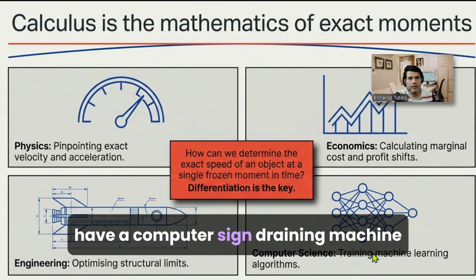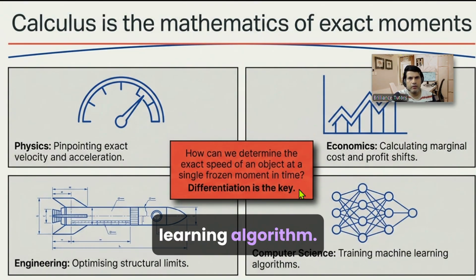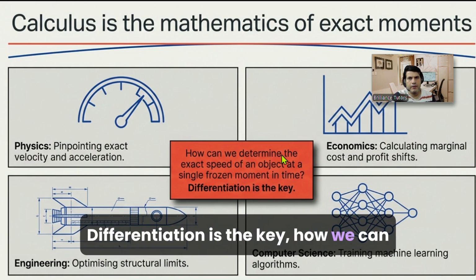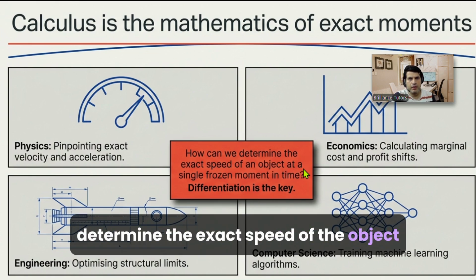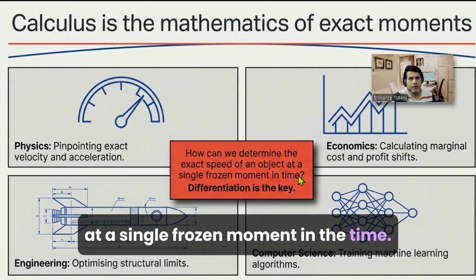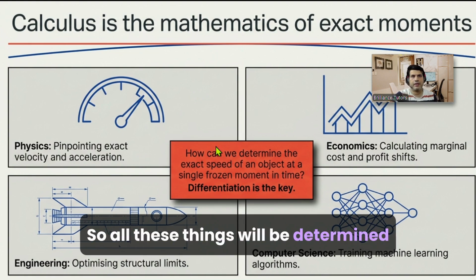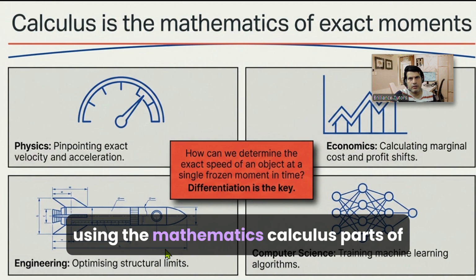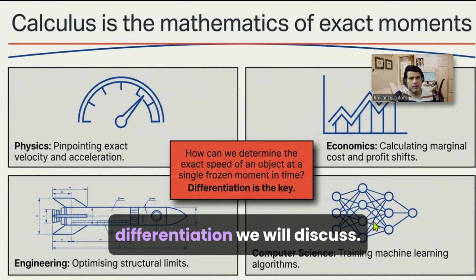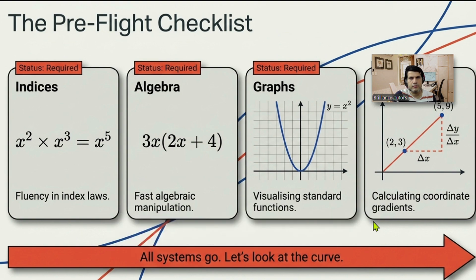Then we have computer science, training machine learning algorithms. Differentiation is the key to how we can determine the exact speed of an object at a single frozen moment in time. So all these things will be determined using the mathematics of calculus, the parts of differentiation we will discuss.